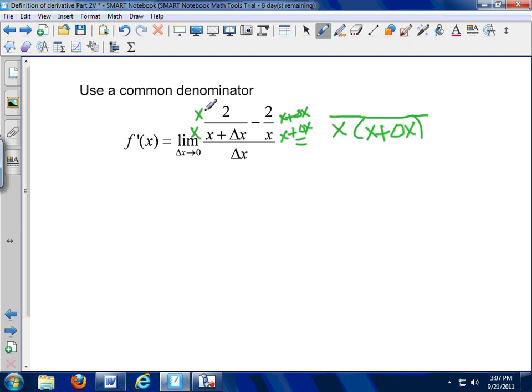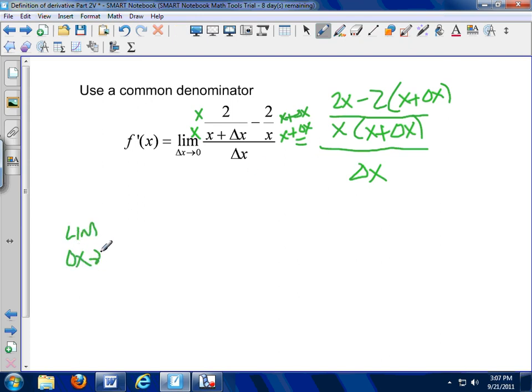So this part's going to be 2x. This part's going to be minus 2x plus delta x. I just multiplied those across, okay? And then I've got all over delta x. Still taking the limit, I don't have room to write it, so I'll write it right down here. The limit as delta x approaches 0.